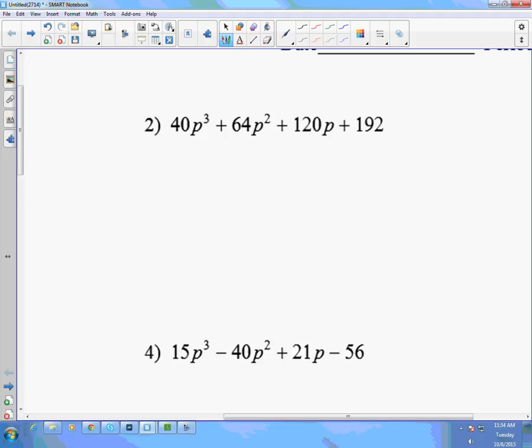Don't group them yet, because we're going to factor out something. This one has a GCF. The answer here, when you find it. What's the GCF? There's a bigger one. Yes, there's a bigger one. Bigger than 4. It is an 8. So first, before we group, we're going to pull out the 8.